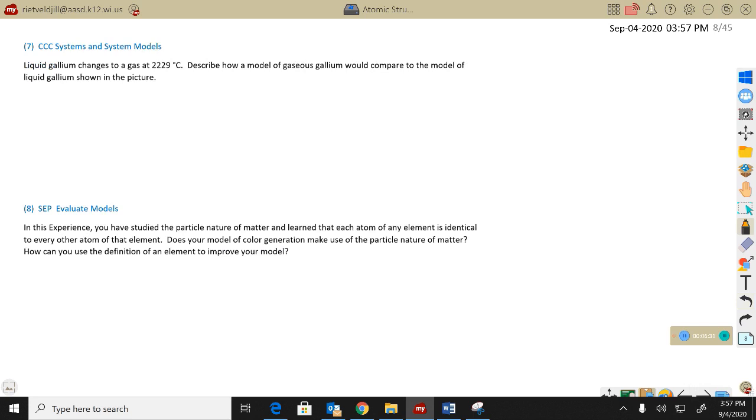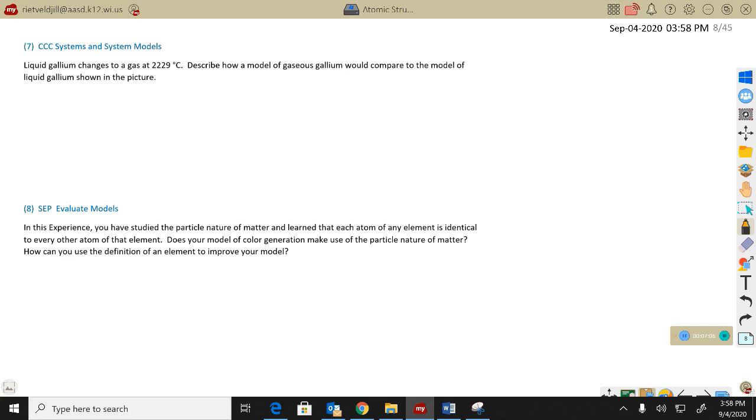So with that then, question 7, a cross-cutting concept on systems and system models. Liquid gallium changes to a gas at over 2,000 degrees Celsius. I cannot do that. I'll post a little video where I do have solid gallium and I can melt it, but I don't have any means of vaporizing the gallium, nor would I really want to. I cannot get that gallium to 2,000 degrees. So it'll just stay as a solid and liquid, which is still fun.